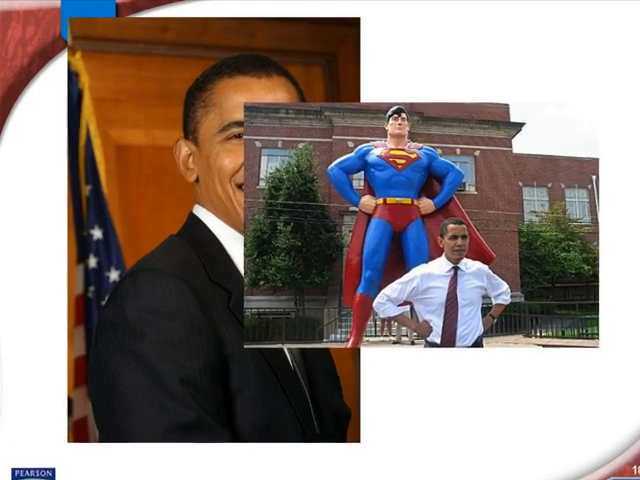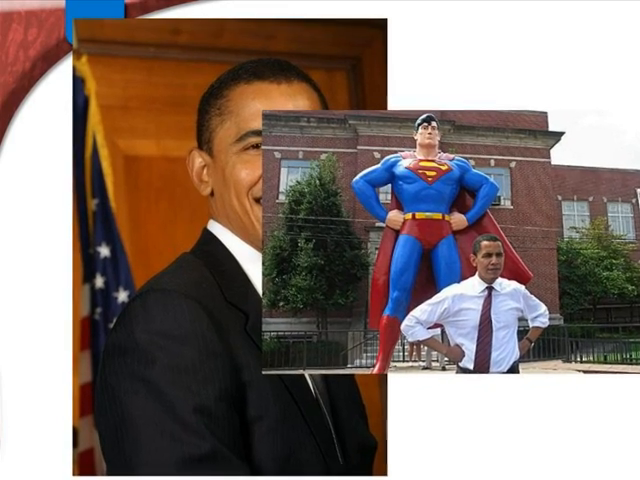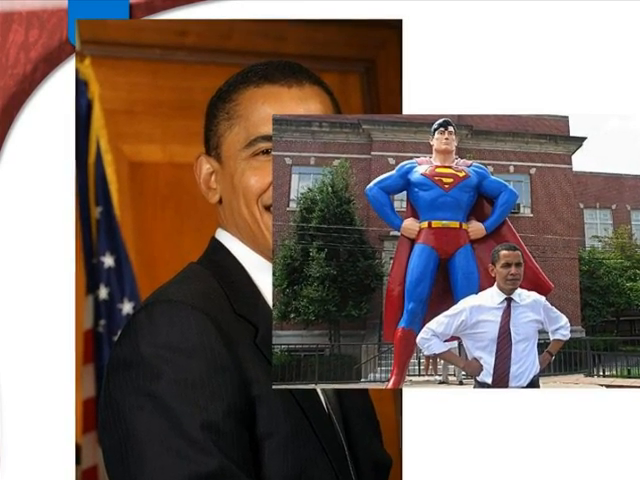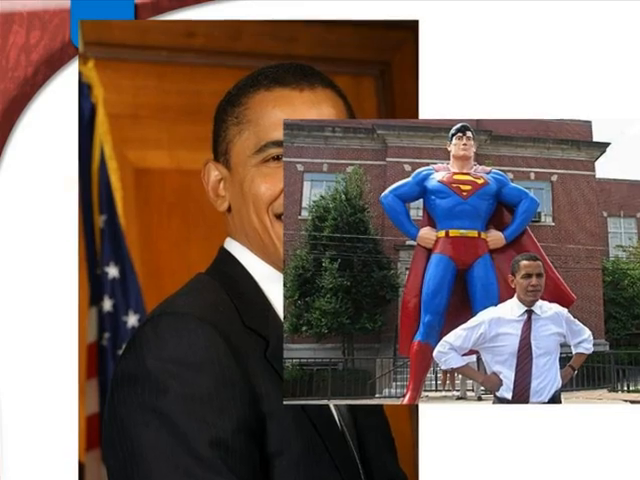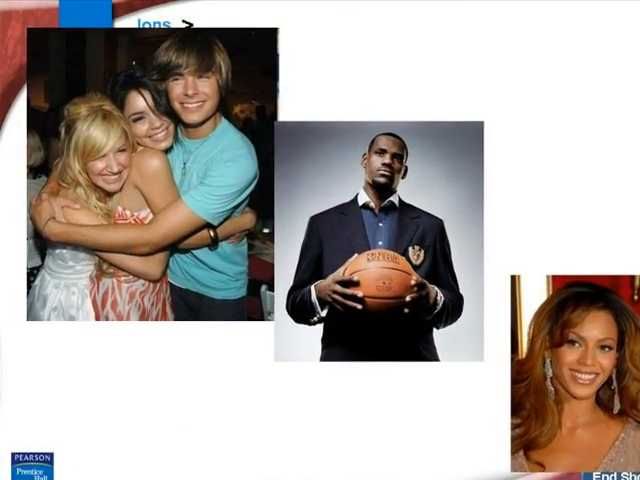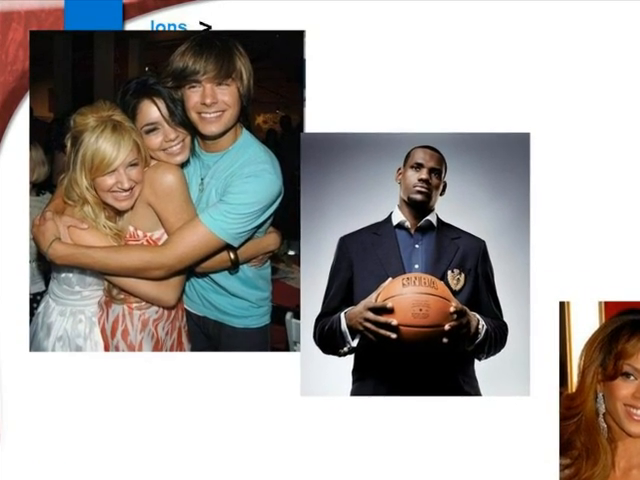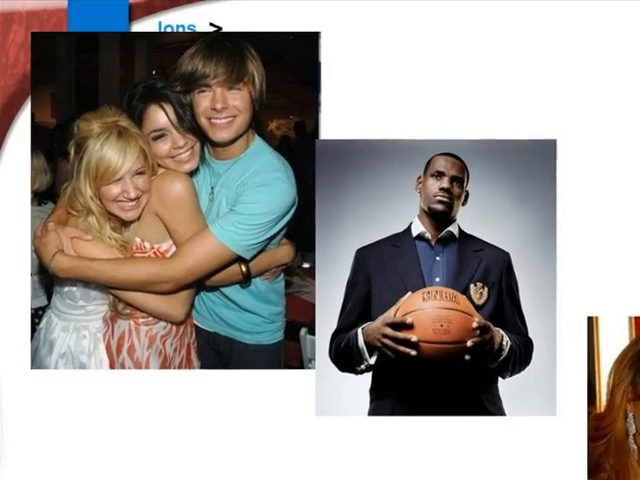I admire Barack Obama, and if people would aspire to be like him, I think that would be okay. I heard that LeBron is getting engaged. Who's that on the left? I don't even know who these people are.